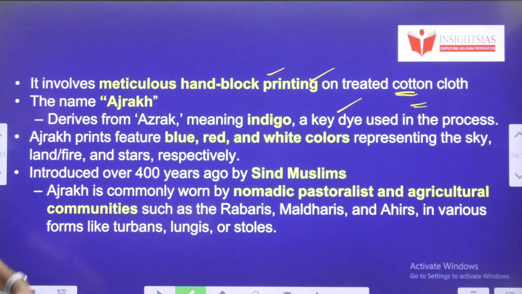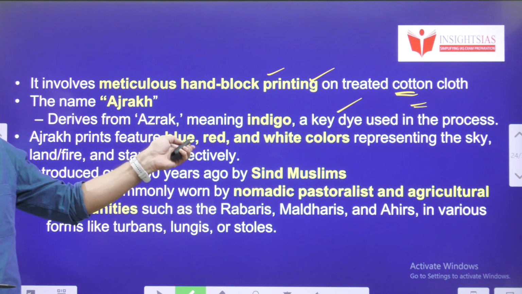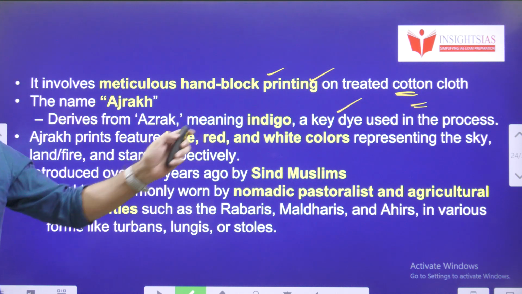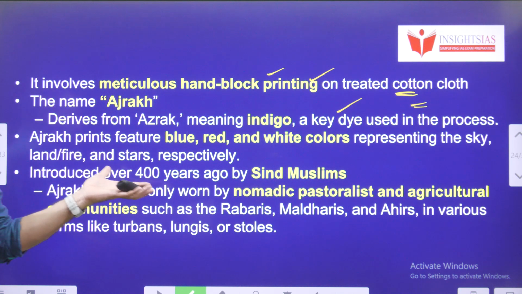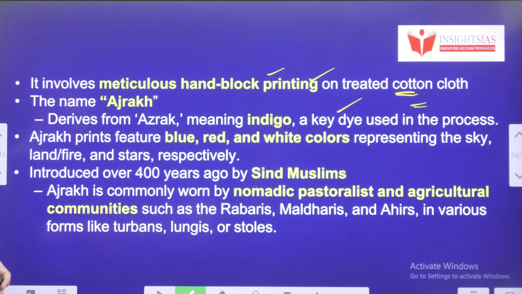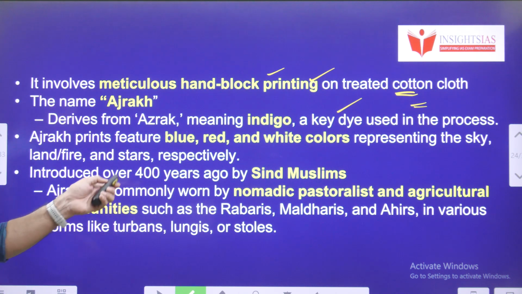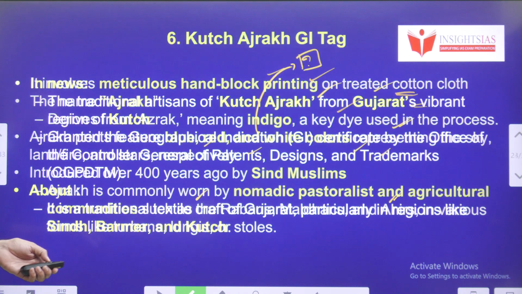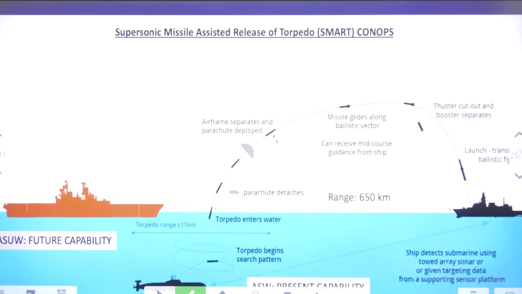Ajrakh prints generally include blue, red and white colors. Blue represents the sky, red represents the fire and white represents the stars. Generally, these were introduced in this region by Sindh Muslims, and they are worn by nomadic pastoralists and agricultural communities. They wear a lot of this kind of printed cotton. That is about the Kutch Ajrakh GI Tag.